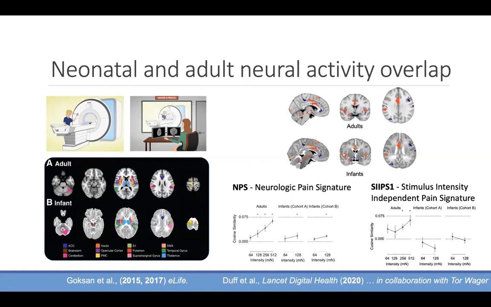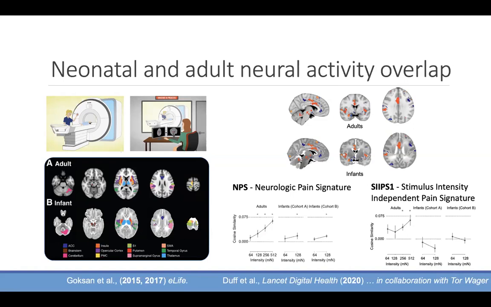And so we wanted to see if we took these adult signatures and morphed them so that they were suitable for use in an infant, would we get similar patterns of activity, or would they differ between the infant and the adult? And what you can see here is when we applied these neurological pain signatures to the adults, as expected, they encoded stimulus intensity. So here the intensity of the stimulus is going up, and the representation of this signature in the brain in the adult increased. When we applied these to our infant cohorts, and we did this in 2 different cohorts across 2 different scanners, we saw similar changes in activity. And so we concluded that the neural infrastructure was in place in the infants to encode stimulus intensity.